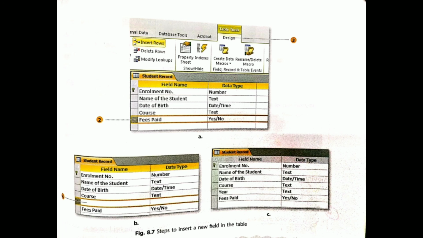And third step is you have to click on the design tab. Once you click on the design tab, you have to click on the insert rows. After clicking on the option insert rows, a new field will be inserted before the fees paid field. Okay, now you can enter the field name and you can select the data type. And last step is you have to save the table. These are the steps that you have to follow in order to insert a new field in a table.